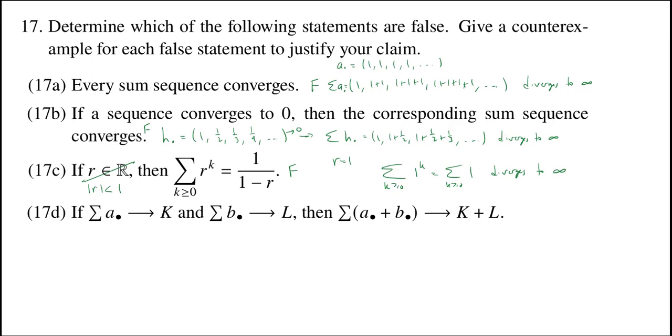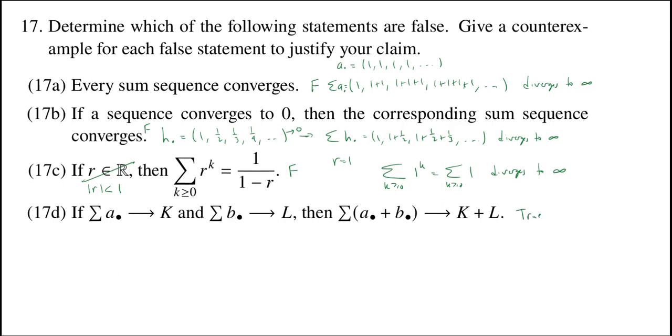Let's see if there's any truth in this whole problem. The last one: if we have a sum sequence that converges to K and a sum sequence b that converges to L, then the sum sequence corresponding to the sum is equal to the sum of the limits. Actually, that's a true statement, right?